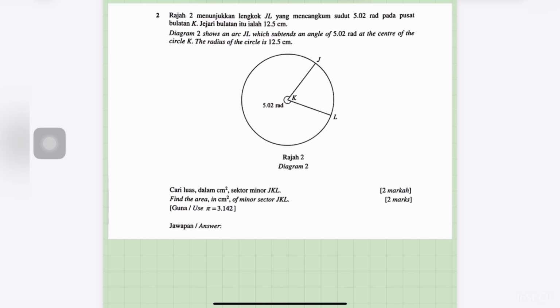Number 2. Diagram 2 shows an arc JL which subtends an angle of 5.02 radians at the center of the circle K. The radius of the circle is 12.5 cm. Find the area, in centimeters squared, of minor sector JKL. Use pi equals 3.142.